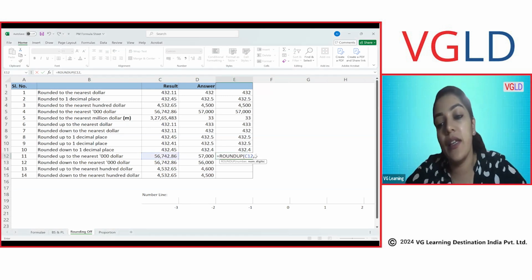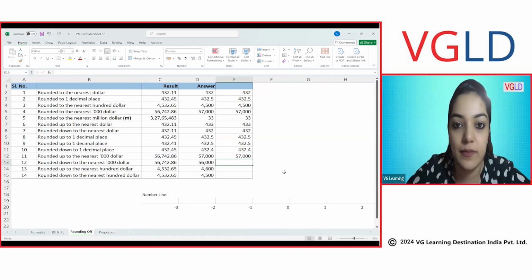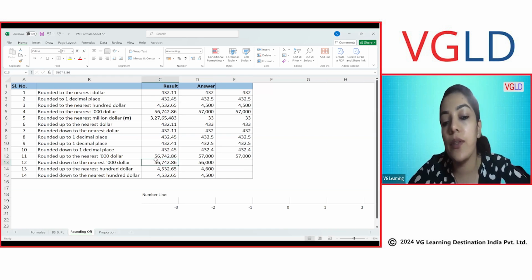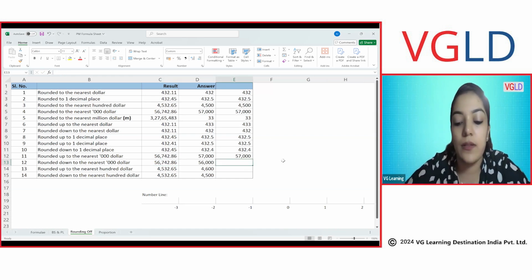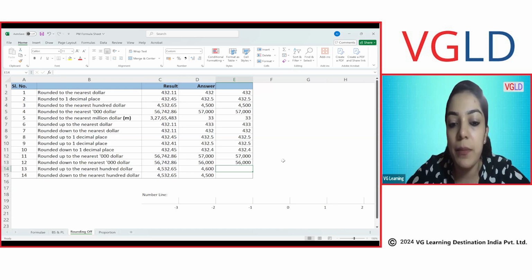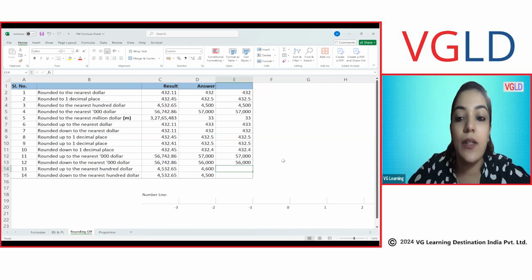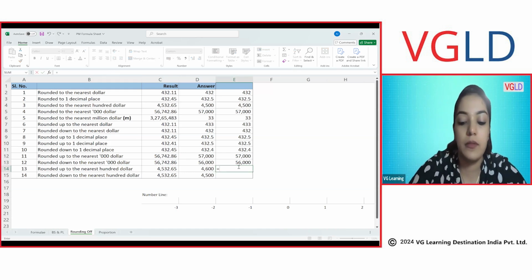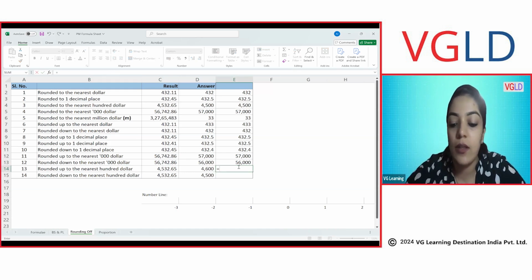Very good. It will be -3. Okay. Do not get confused. Round it down to the nearest dollar, $1,000. So it will be round down, comma, -3. Rounded up to the nearest $100. So it will be round up function, comma, -2.